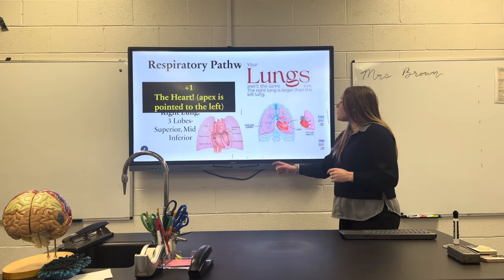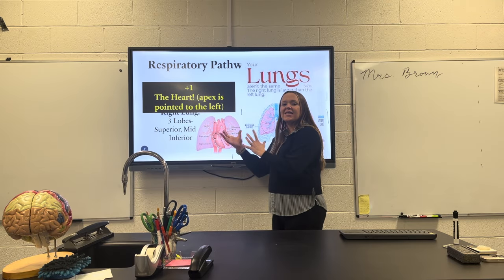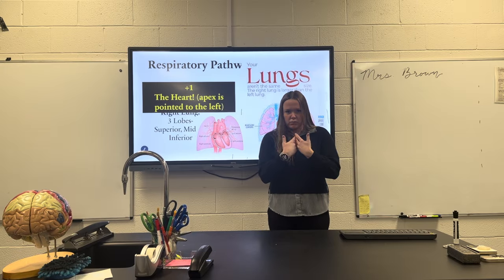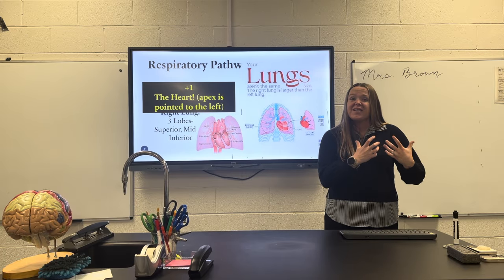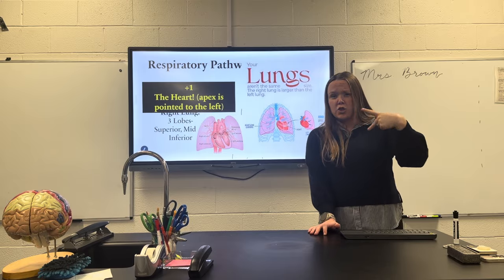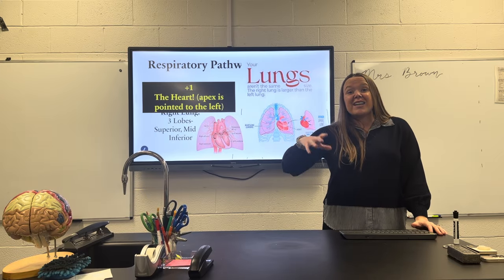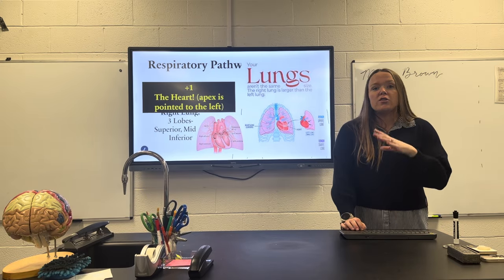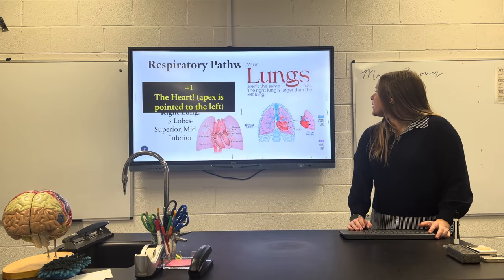The apex of the heart, the bottom of it, is pointed to the left. So although the heart's pretty central in our body, it's shifted to the left side. So that left lung needs to be a little bit smaller, so it only has 2 lobes, and then the right-sided lung has 3. So your lungs aren't the exact same size as each other.